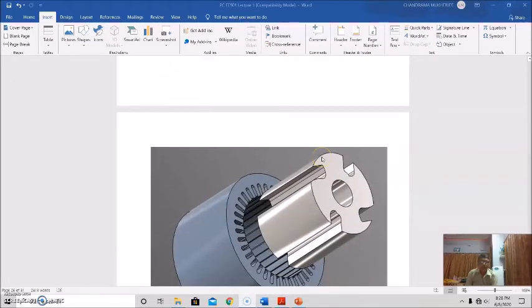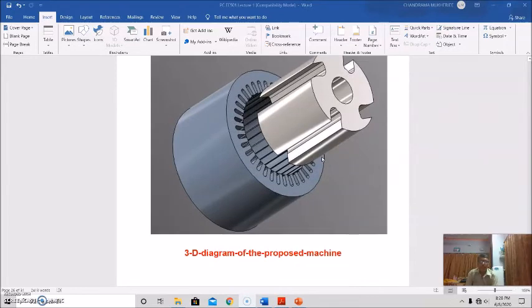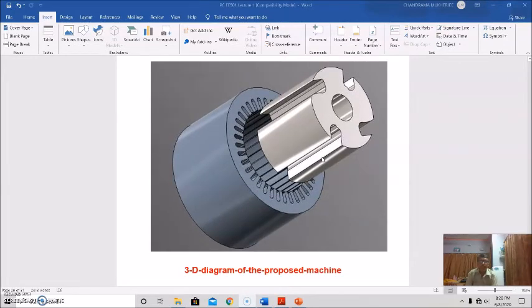Now, what will be the complete proposed machine's 3D view? This one. This is the armature stator. This is the rotor. So that's all, in a nutshell, about the fundamentals of AC windings.